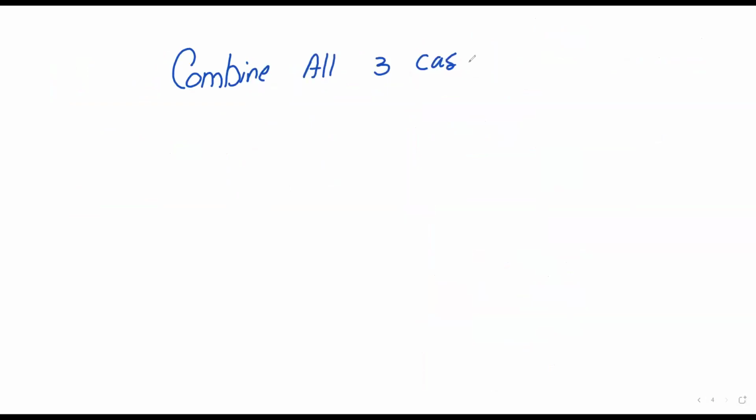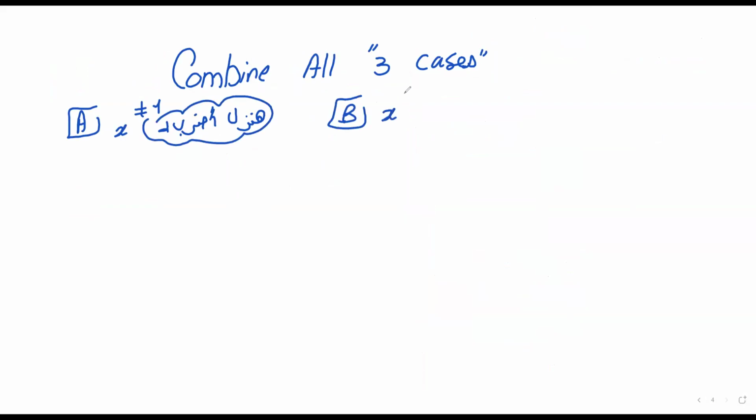All three cases together. Case A, power of x not 1: how do I differentiate? We bring the power down to multiply and subtract 1. Case B, if the power of x is 1, your differentiation is just the coefficient, removing the x. Case C, if your equation is a constant value, and what do I mean by constant value? Simply y equals a number, your differentiation always and forever is equal to 0. So let's combine all of these together.